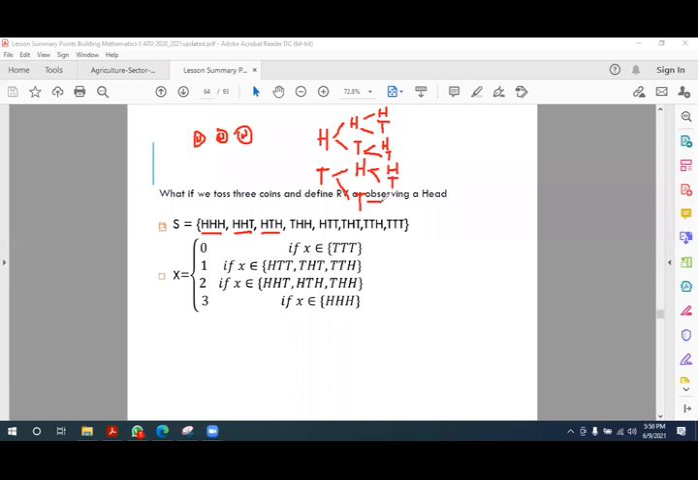Then finally you have head, tail. Good. So we can easily generate our sample space: head, head, head, or head, head, tail, or head, tail, head, or head, tail, tail, or tail, head, tail, head, or tail. Okay, so that will give you the sample space. This is our sample space.